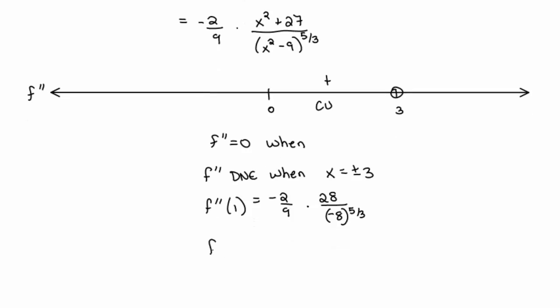And now f double prime at any number greater than 3, I'll say huge, is going to equal negative 2/9 times huge over huge to the 5/3 power. But those huge numbers are positive. That's all I care about. So you have a positive times negative, so this is going to be a negative here, which means your function should be concave down after 3. I'll highlight that.